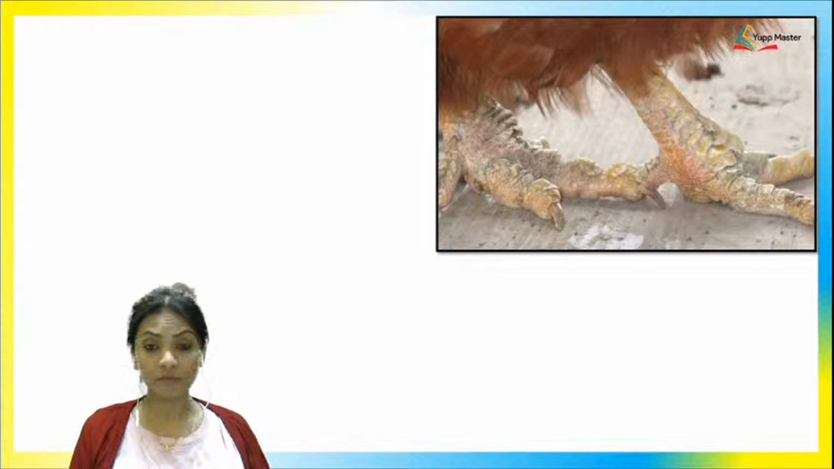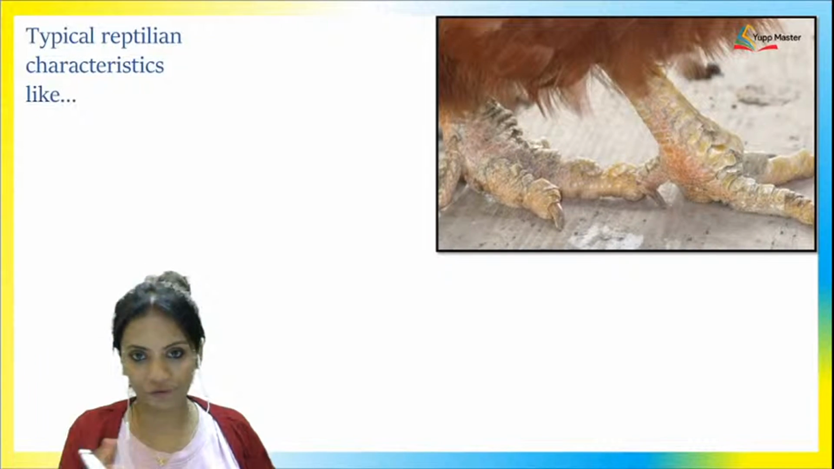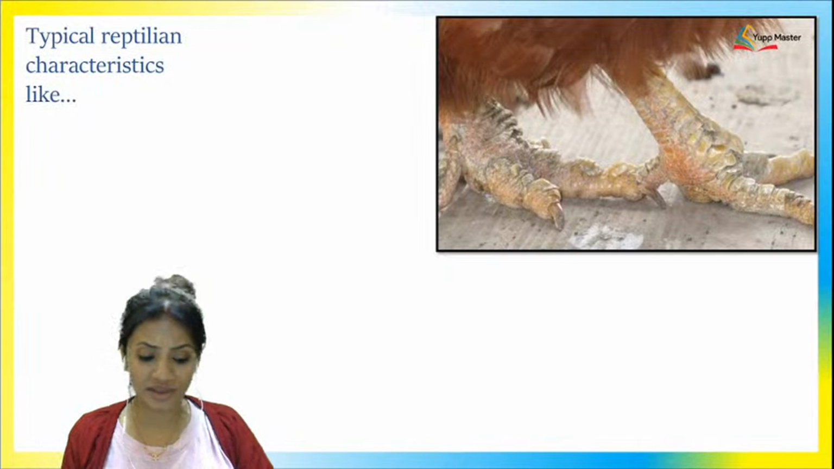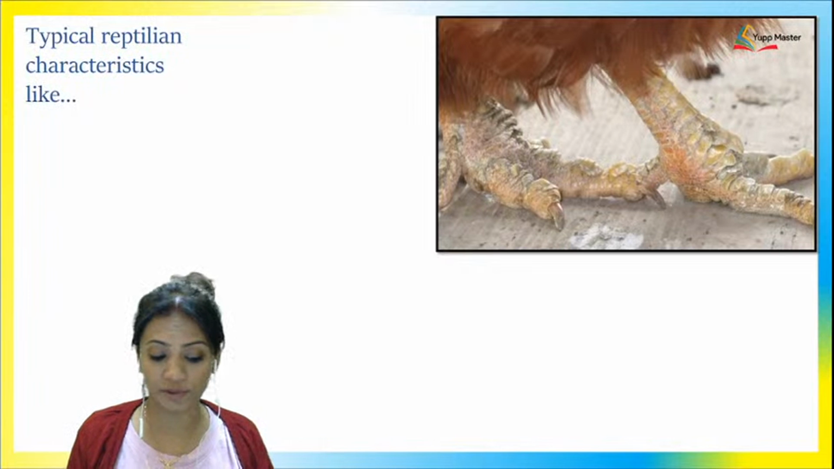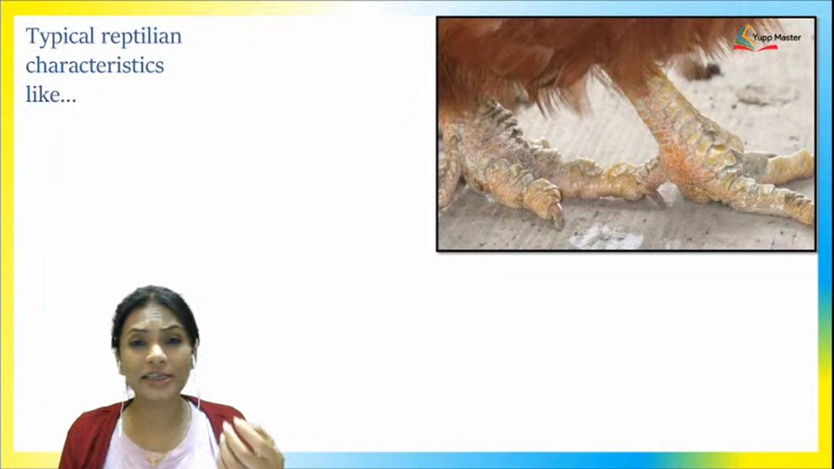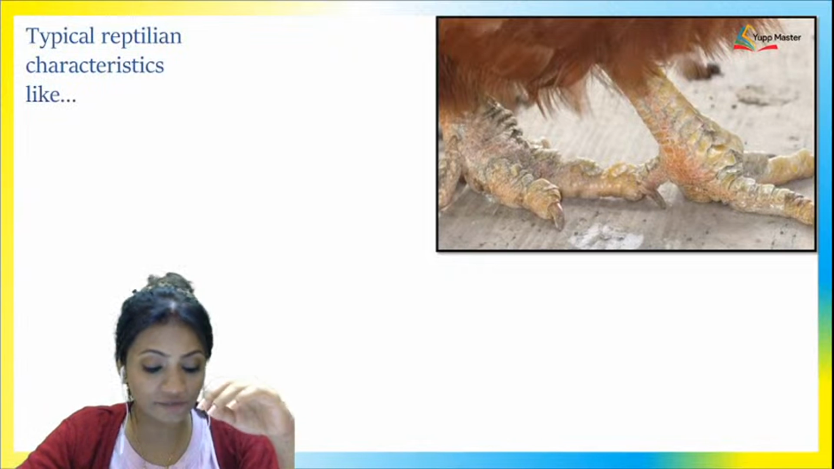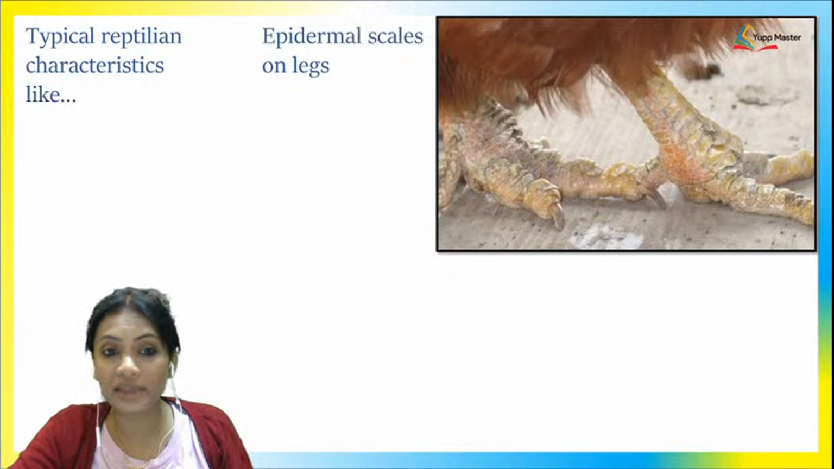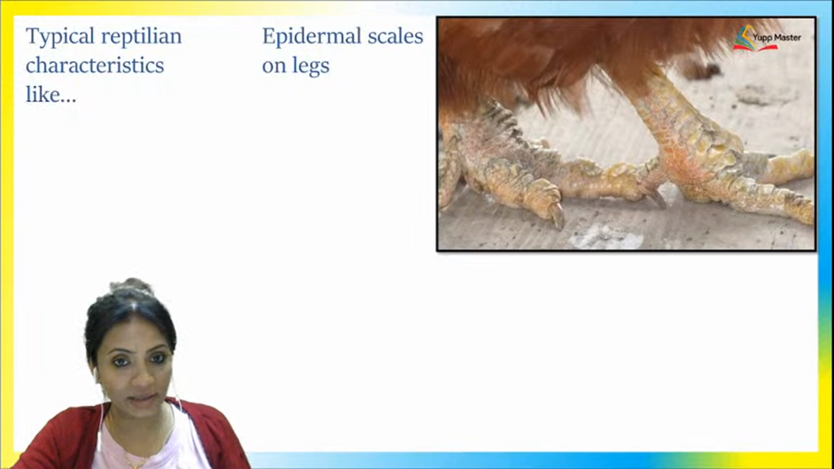Now, since after reptiles we're going to be studying birds, we do see that there are certain characteristics that birds have which are very similar to reptiles. So what exactly are these characteristics? Look at the legs of birds. Can you see the feet of birds here? Can you see how they have scales on the skin of the legs? These scales are very similar to those of reptiles. So these have typical reptilian characteristics, like epidermal scales present on the legs.